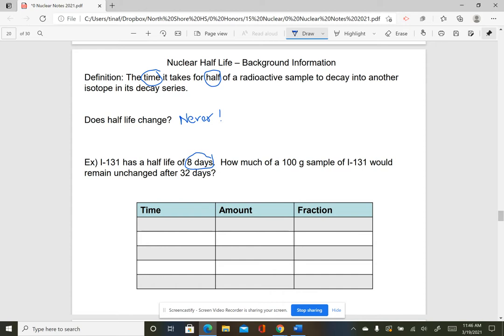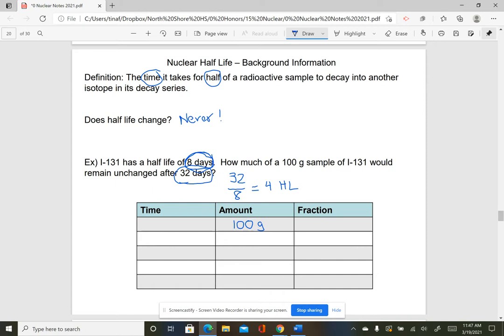But let's take a look at an example question. This is something that you guys will have to be able to do. So they're telling us that we had 100 grams of iodine, and that they want to know how much of that iodine is still going to be left after 32 days. So if 32 days total went by, and I know that one half-life is 8 days, if I divide those two numbers, I can figure out how many half-lives went by, which is figuring out how many times that mass was cut in half.